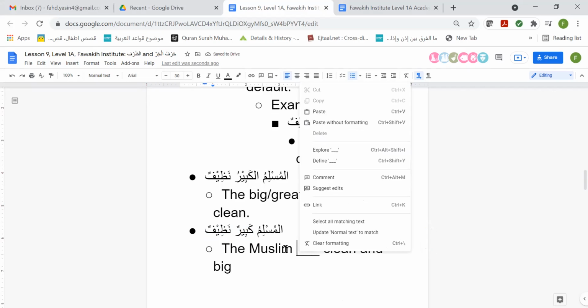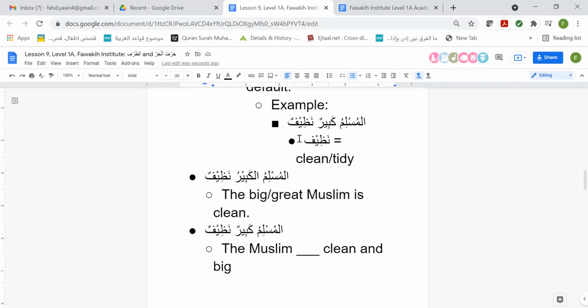Okay, you know what? Actually, guys, I'm sorry. Let me just see here. So is it the Muslim is clean and big? Yes, exactly. However, I just realized I used an example that isn't quite clear. Yeah, it's not completely clear. Okay. Sorry, guys.